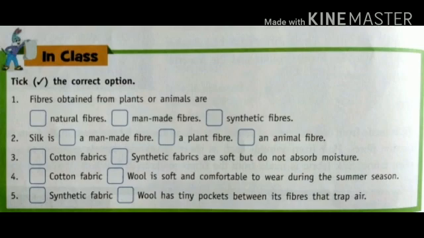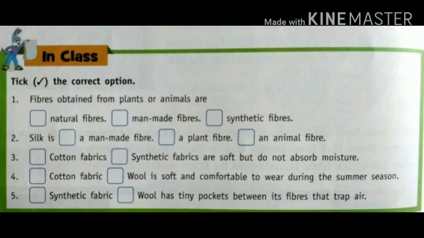Next is: which fabrics are soft but do not absorb moisture? As we all know, cotton fabrics easily absorb moisture. So the answer here is synthetic fabrics. Fourth point is: which fabric is soft and comfortable to wear during summer season? Obviously it is cotton fabric. Now the last is: which fabric has tiny pockets between the fibers? The answer is wool. That is the reason it is preferred to be worn in winter season.